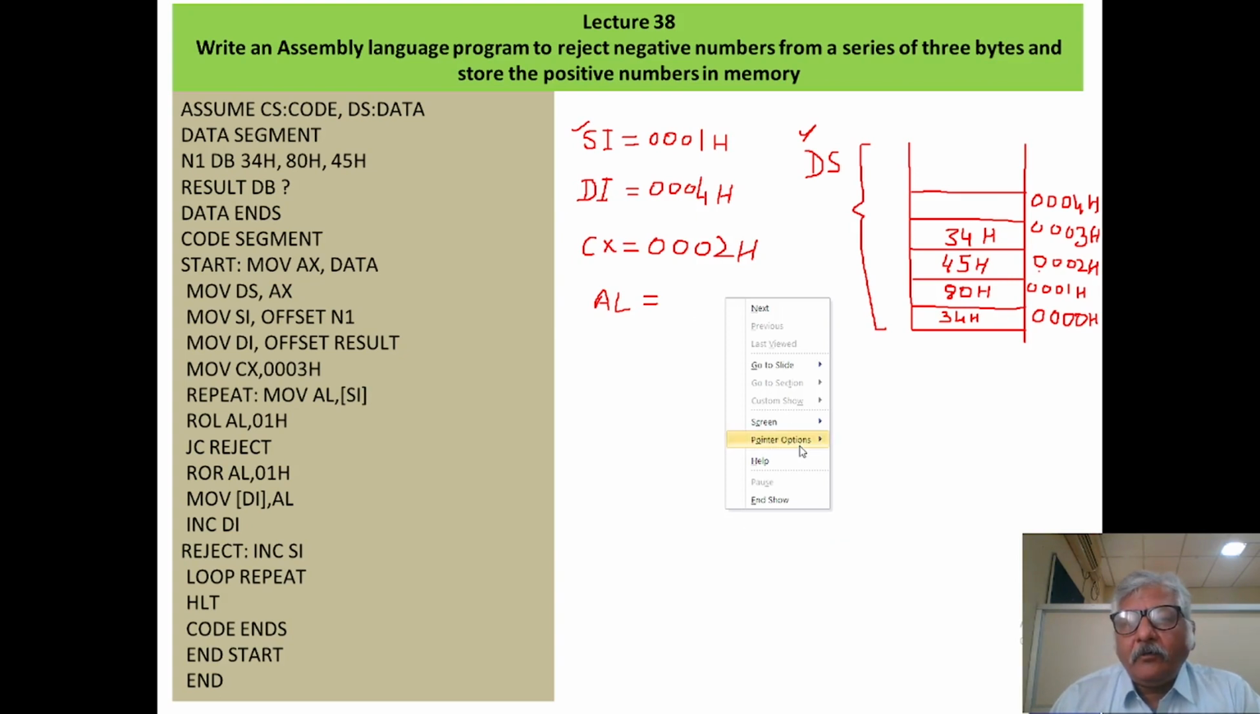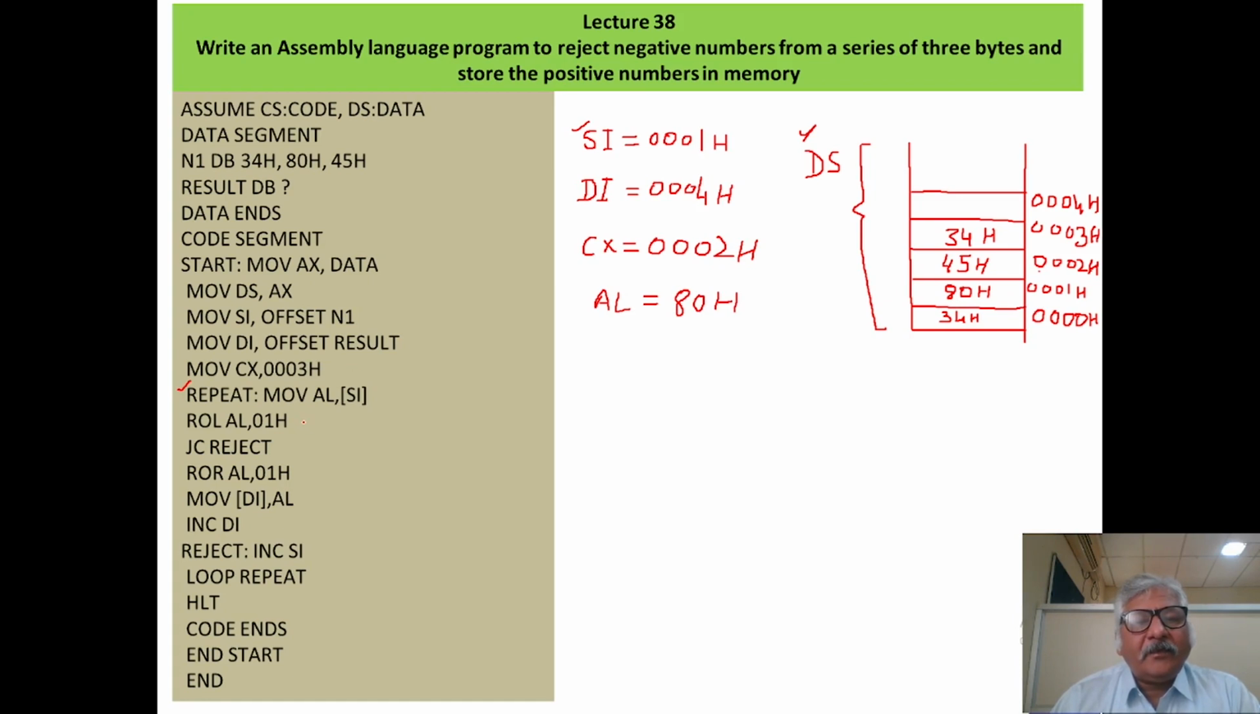Okay, so now the program sequence will come to the repeat here. So MOV AL, [SI]. In SI we are having 0001. So from that offset the data 80H will be loaded in AL. So now in AL we are having 80H.